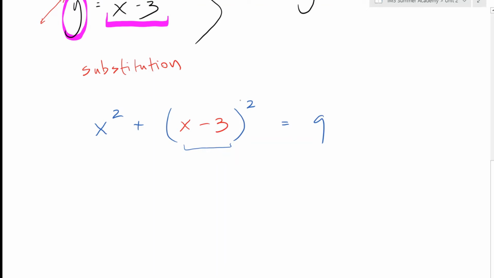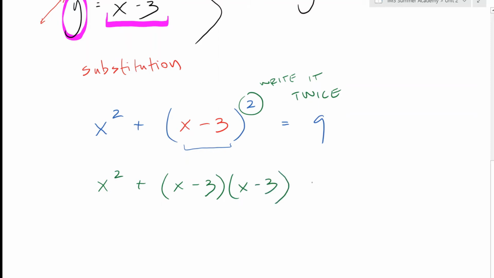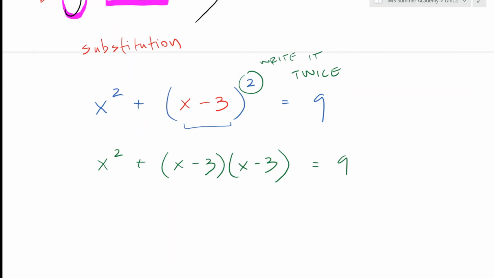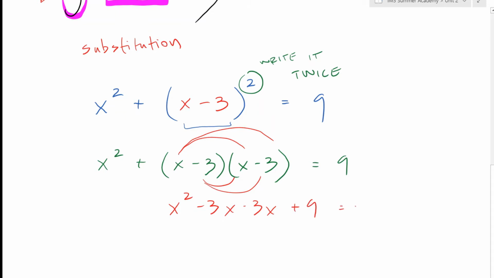Now, don't be tricked and want to distribute this 2 in there. We can't do that because there's a binomial inside. What this means is that we actually have to write it out twice. So this means write it twice. Put 2 times. Now write it twice. So we have x minus 3 and x minus 3 equals 9. And now you can either use your box method or FOIL or whatever works for you. x squared minus 3x minus 3x plus 9 equals 9, and don't forget that x squared up in the beginning.